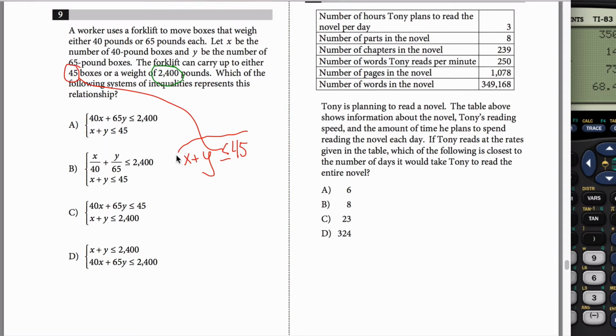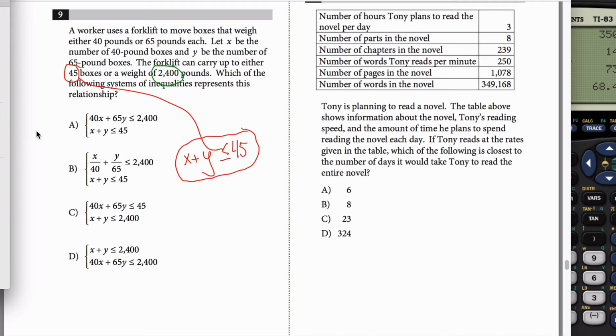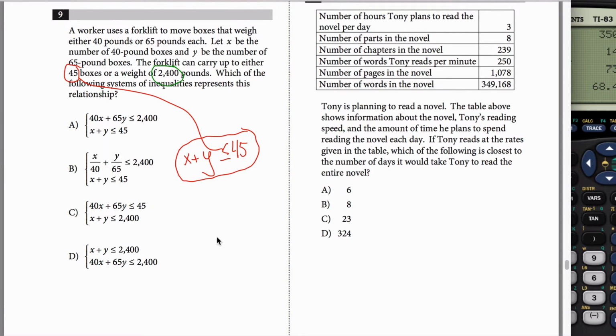So I got X plus Y here. It has to be less than or equal to 45 because X is the number of small boxes and Y is the number of big boxes. However, I still have to worry about the weight as well. I know that each of these X boxes weighs 40 pounds. So if I want to set up another inequality about weight, the amount of weight I get from the 40-pound boxes is 40X. And the amount of weight I get from the 65-pound boxes is 65Y. And that must be less than or equal to this capacity, 2,400 pounds.